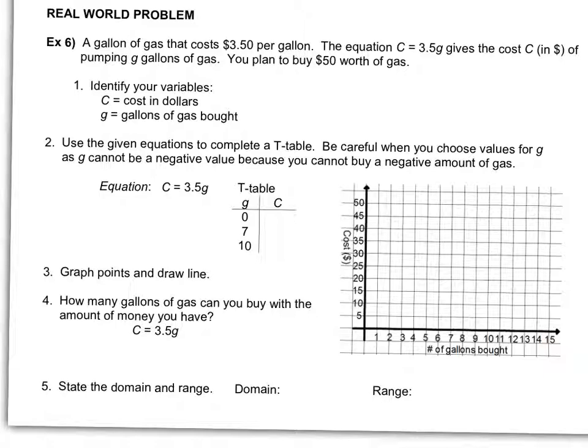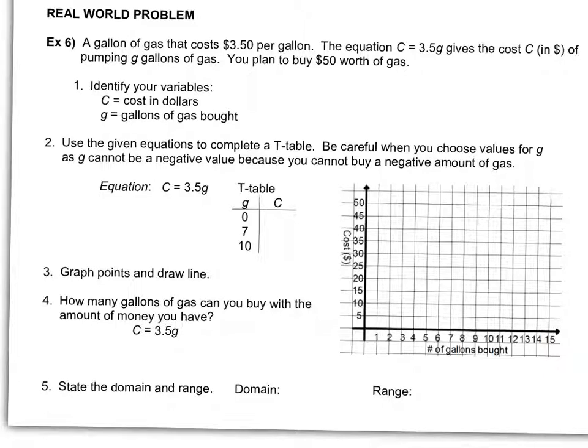So we're going to graph it. The first thing you want to do is identify your variables. C is the cost in dollars, G is the gallons of gas. Then we're going to use the equation and do a t-table. So here's your t-table, gallons and cost. Remember, cost is always y and it depends on your gallons. When you choose values for G, which we've kind of done for you, we're going to let G be 0, 7, and 10, so you want to write those down. G cannot be negative because you can't buy a negative amount of gas. So you have to start at 0 and go only positive numbers.